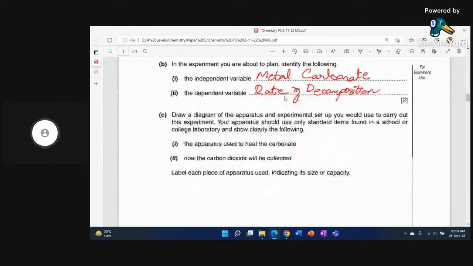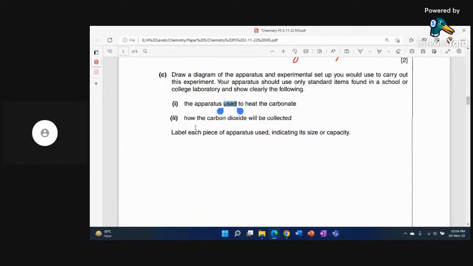Okay, moving on to the C part. So please read the C part and let's see what you do. I'm sure you have read this.